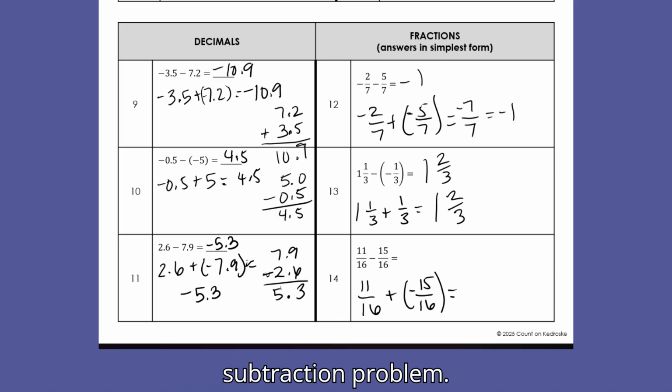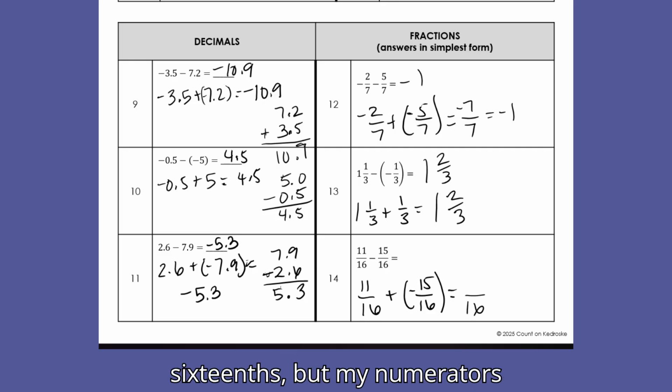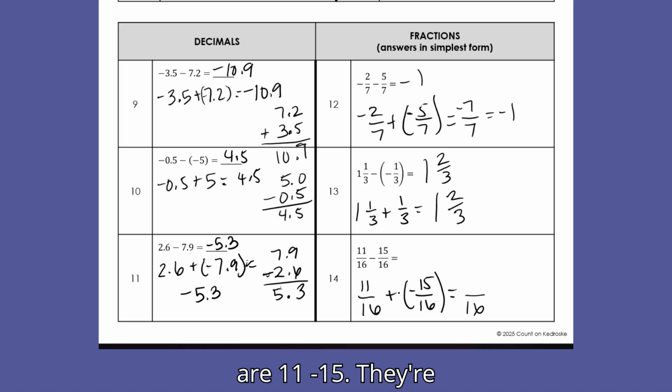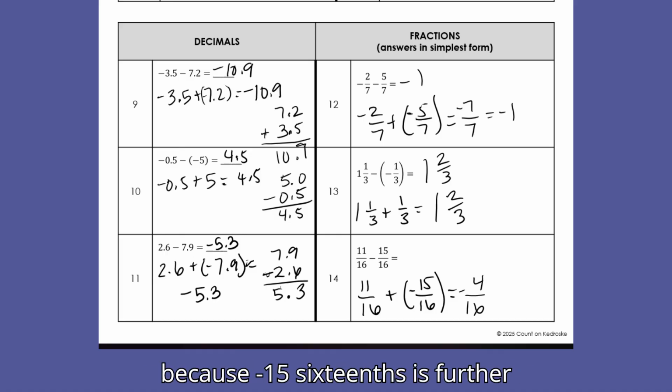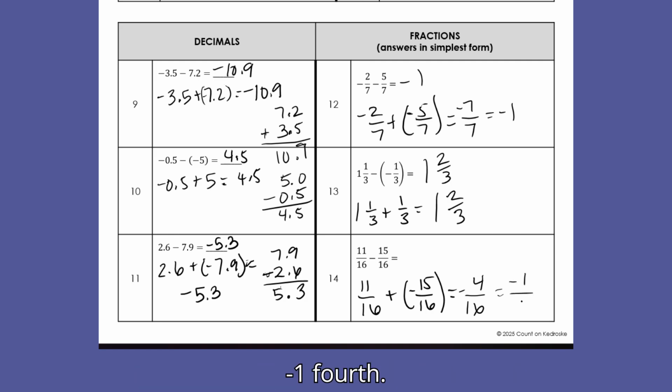I forgot to write these with the subtraction problem. And then my last example, again, I have common denominators. So I'm talking about 16ths, but my numerators are 11 plus negative 15. They're different signs, so I'm going to subtract. So 15 minus 11 is 4. And it would actually be negative 4/16 because negative 15/16 is further away from 0. If I look at this answer, it can actually be simplified further to negative 1/4. So 11/16 minus 15/16 would actually be negative 1/4.